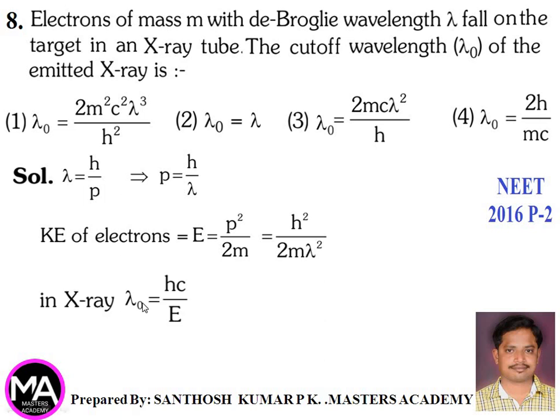Now, for X-ray, we take lambda naught is equal to hc by E. What is E? E is equal to h square by 2m lambda square. Therefore, it becomes hc divided by h square over 2m lambda square. h and h cancel, it becomes 2mc lambda square by h. Therefore, the option is the third one. The cutoff wavelength is 2mc lambda square by h.